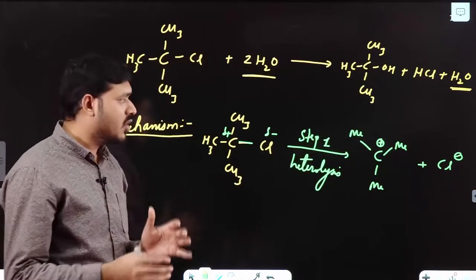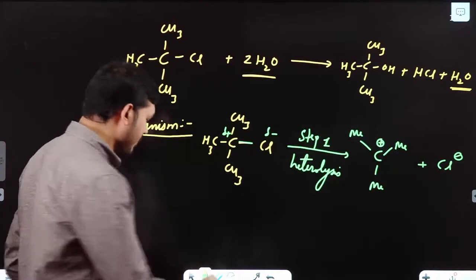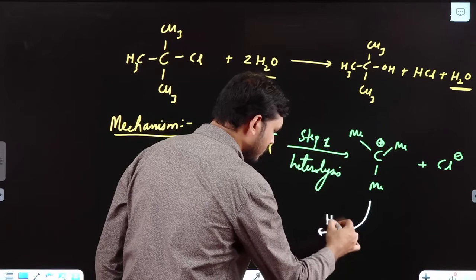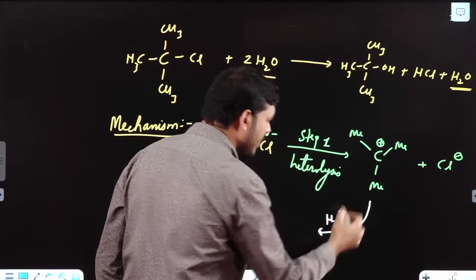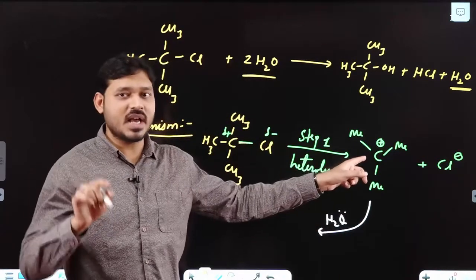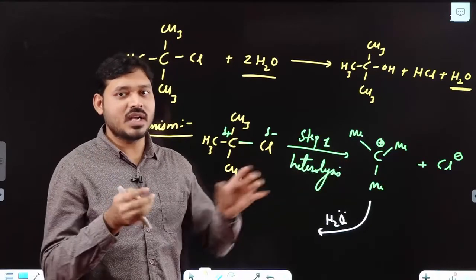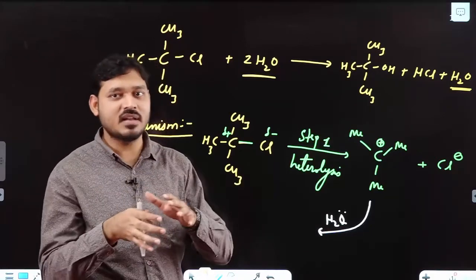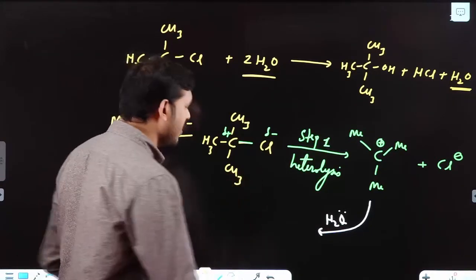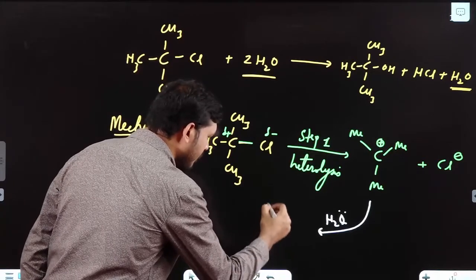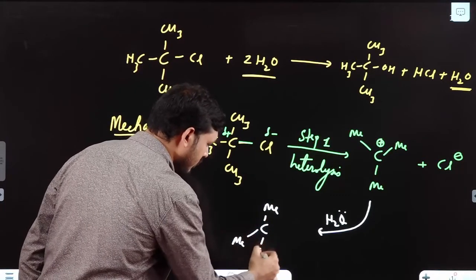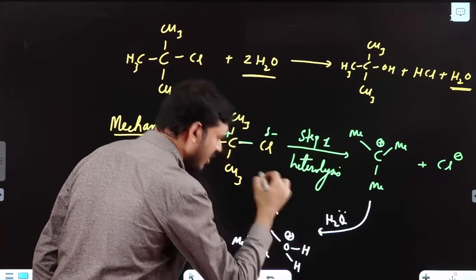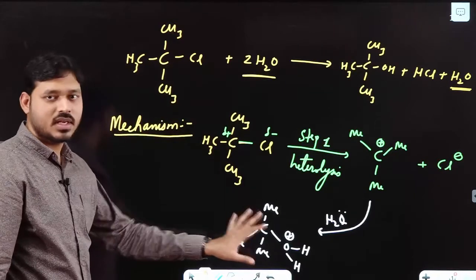Now what will happen once you get the carbocation? The second step will be attack of nucleophile. As this is sp2 hybridized with trigonal planar geometry, the attack of the nucleophile occurs from the frontal side or back side, means from both sides it is possible. Now what you will get? Okay, so this is obtained.